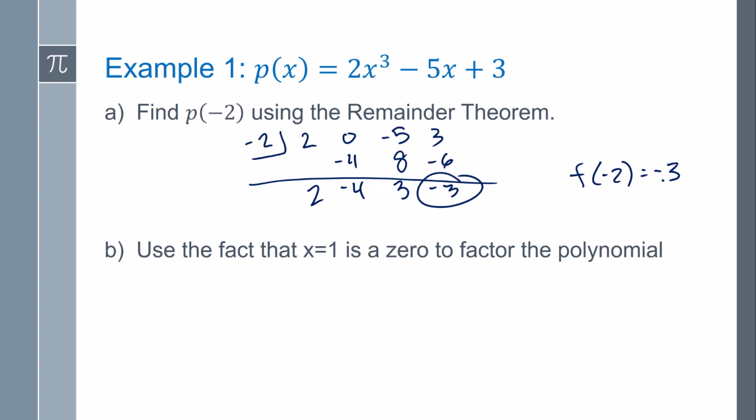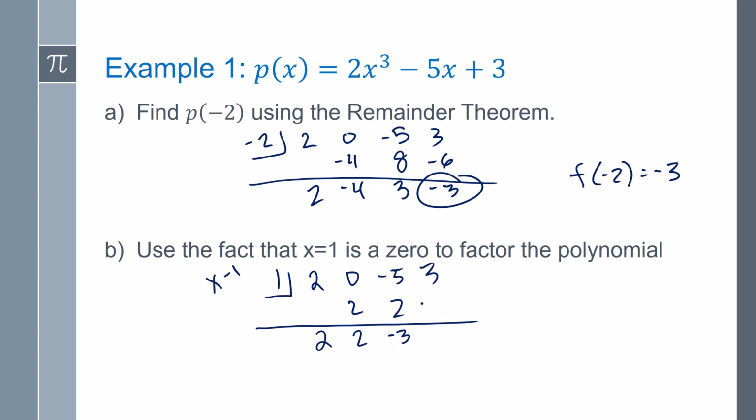Now it says use the fact that x equals 1 is a zero to factor the polynomial. Okay, so that means if I know that 1 is a zero, the factor is x minus 1, that means I can plug in 1, 2, 0, negative 5, 3, and I can go through and divide it. Add straight down, multiply, add, multiply, add, multiply, add. See? Bam, I got a 0.